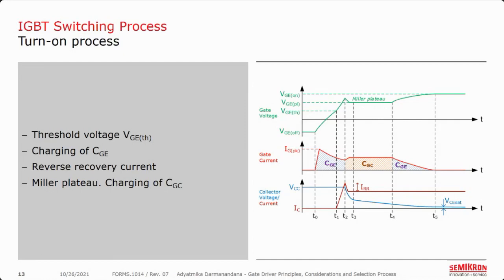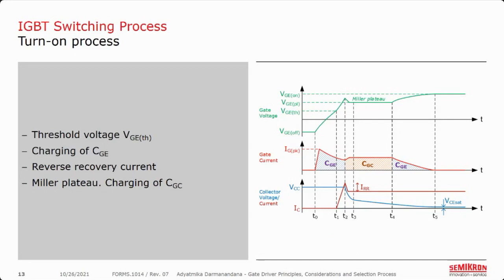Between T0 and T1, from the first ramp up of the gate voltage until it reaches the threshold voltage, the CGE starts to be charged. In this period, no current flows through the IGBT between the collector and emitter. As soon as the voltage reaches the threshold at T1, the collector current starts to flow.